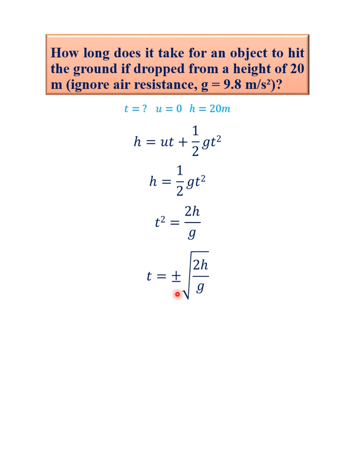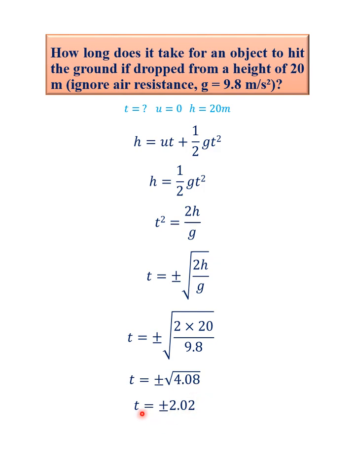Let's substitute values at this point so that t will be plus or minus the square root of 2 times 20, because h is 20, divided by 9.8, acceleration due to gravity. 2 times 20 divided by 9.8 will give us 4.08, which means the time is equal to plus or minus the square root of 4.08. The square root of 4.08 is approximately equal to 2.02, so we have t to be plus or minus 2.02.